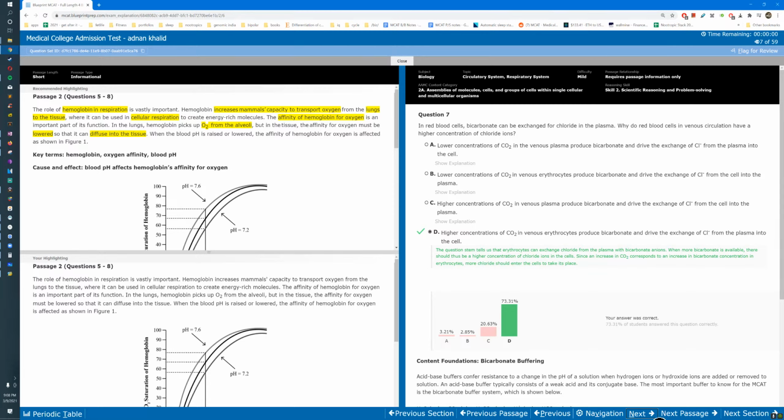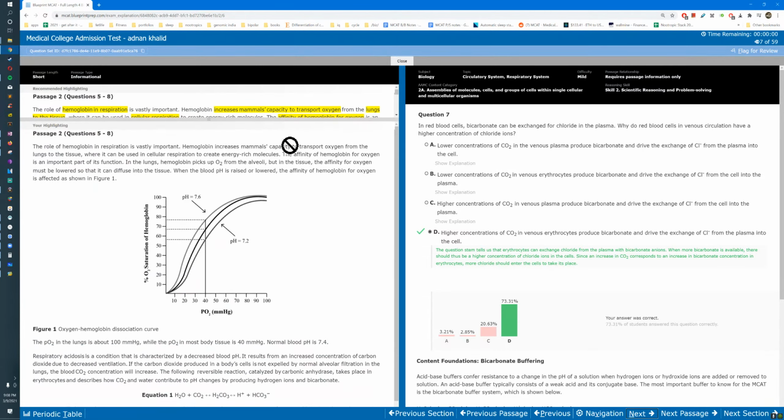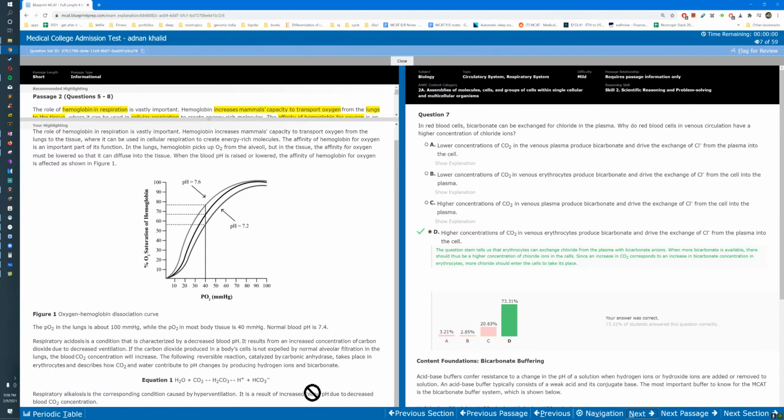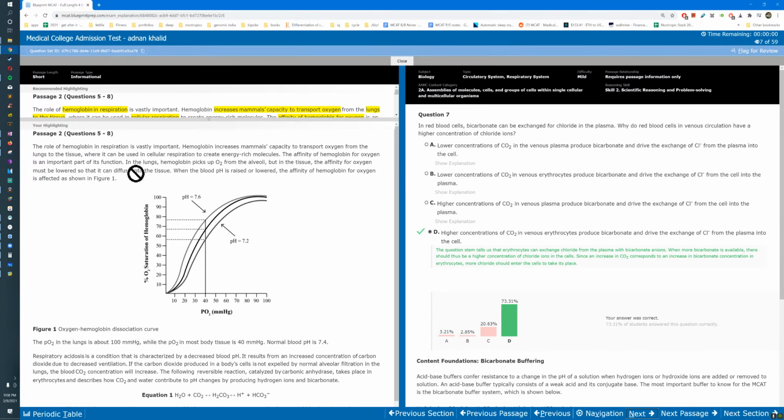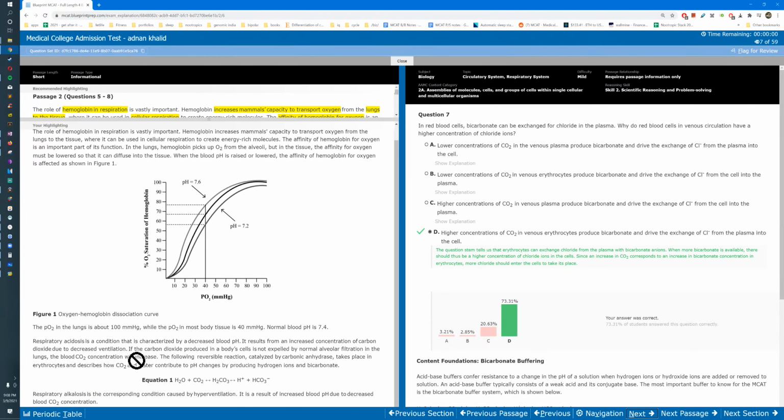Let's see. Yeah, it said somewhere in the passage here about chlorine. Where is it saying that? Oh, here it says. All right, so it says in red blood cell bicarbonate is exchanged for chloride ion.